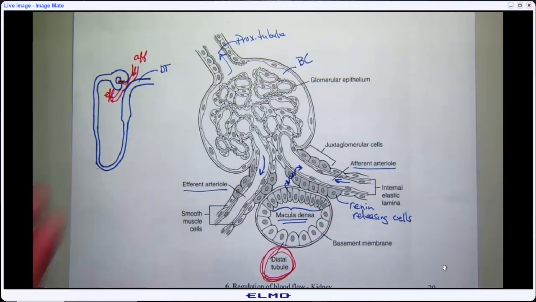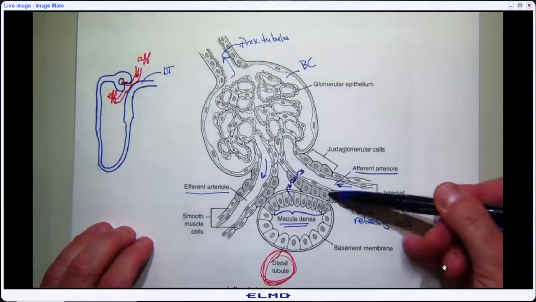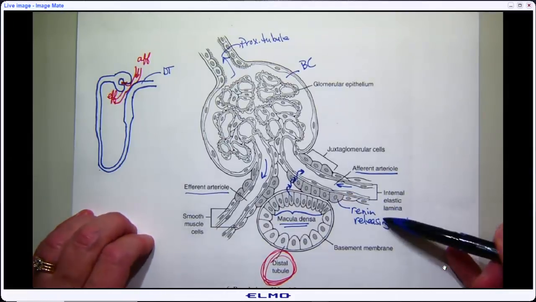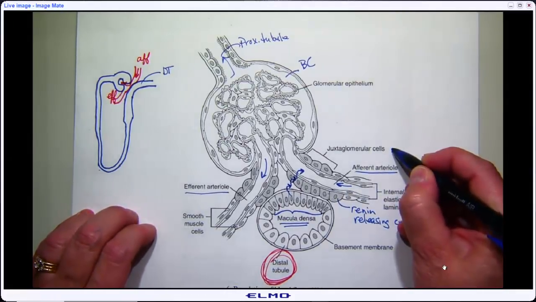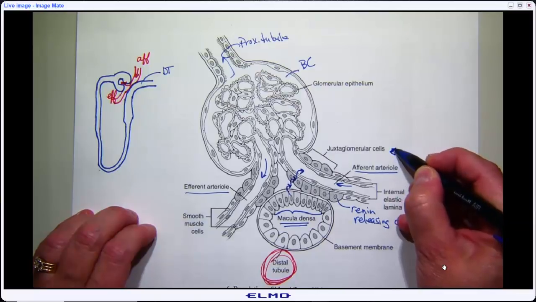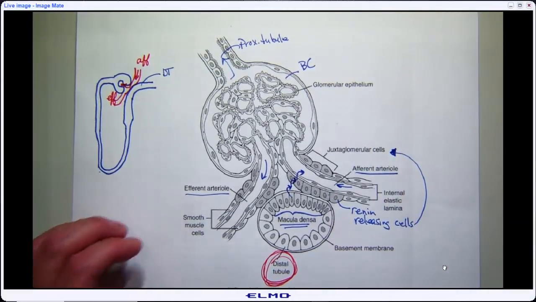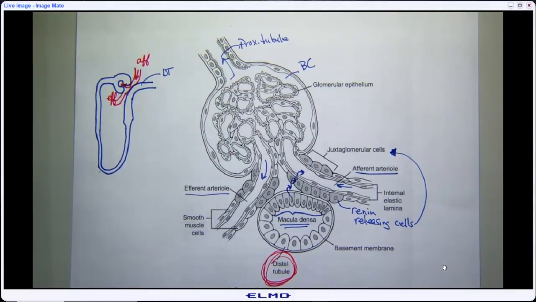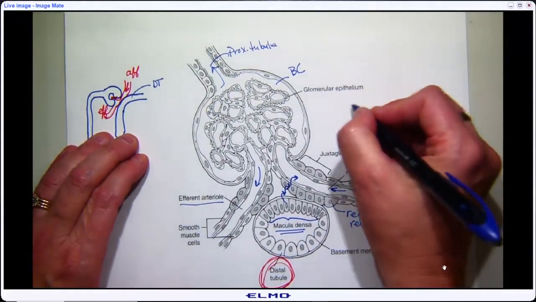The macula densa plus the renin-releasing cells. Renin-releasing cells also have a fancy name, juxtaglomerular cells. Them together, they're called the juxtaglomerular apparatus. So it's that connection of cells of the distal tubule and renin-releasing cells called the juxtaglomerular apparatus.